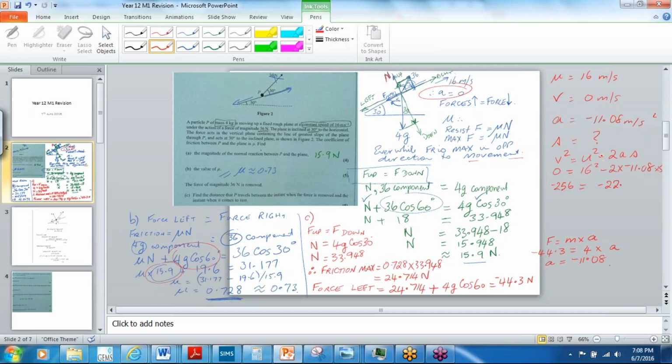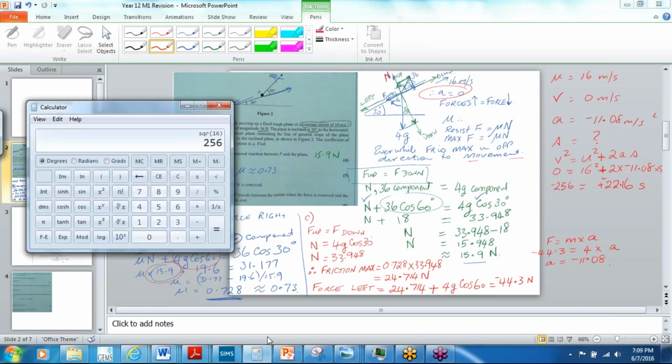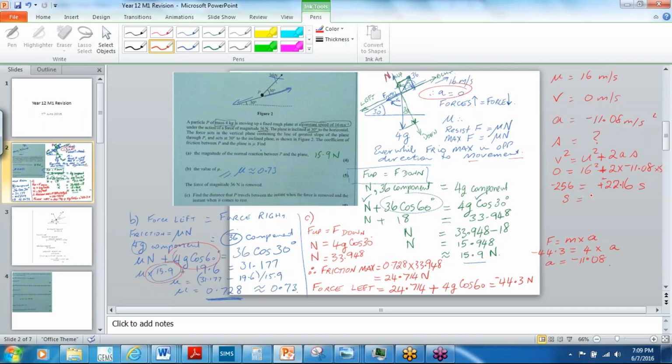V squared equals u squared. Is that right? V squared equals u squared plus 2as, I should say. V squared equals u squared plus 2as. That's better. And we've got negative 22.16s. Now negative 256 divided by negative 22.16 will equal about 11.55. So we'll say s equals approximately 11.55 meters. And so we will say, therefore, s is approximately 11.6 meters.